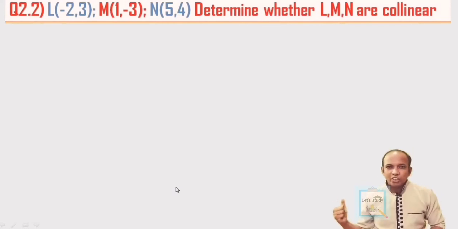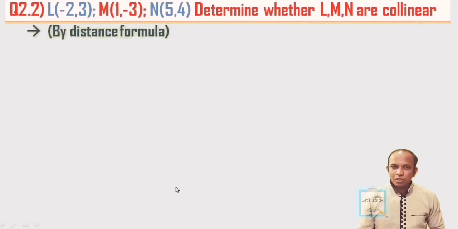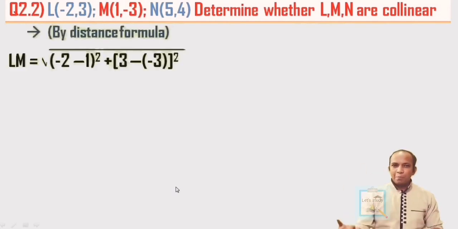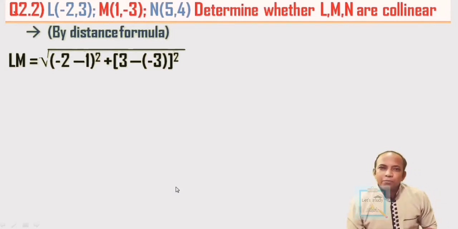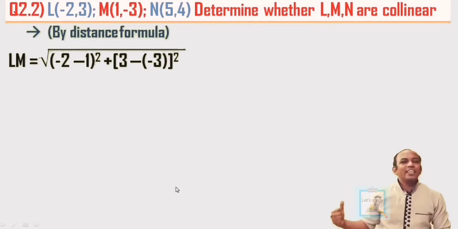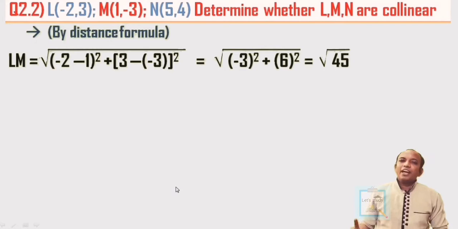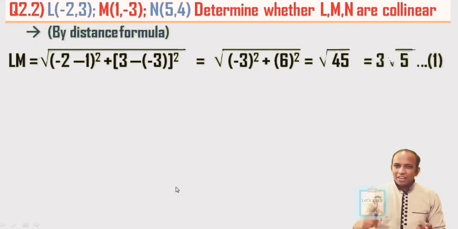We are given the coordinates of points L, M and N. I need to decide whether these points are collinear or not. Same, we will utilize the distance formula to calculate the distances LM, MN and then LN at last. The moment you use the formula to calculate the distance LM, you will get the answer root 45, the way you are looking at the screen. After that, root 45 can be turned into 3 root 5 by finding its prime factors.